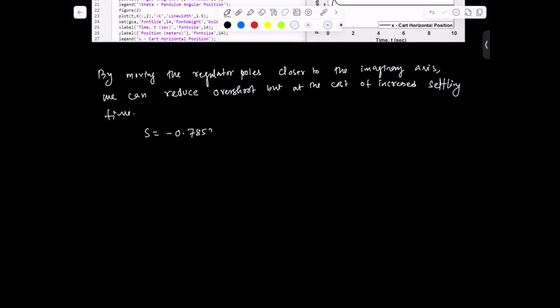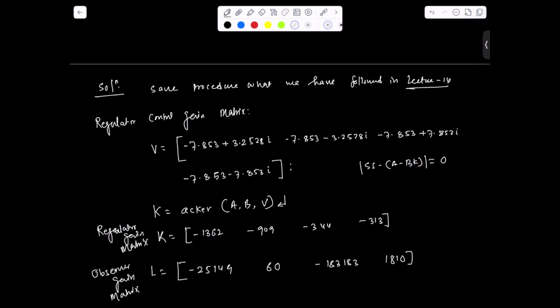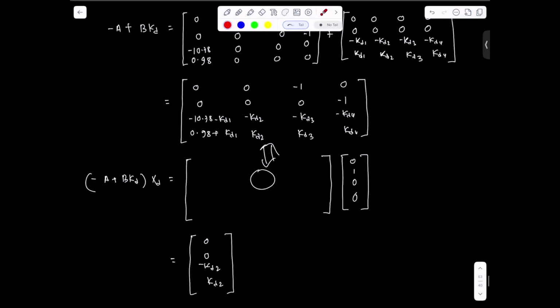So now we can choose the desired poles for the regulator: minus 0.7853 plus minus 3.2532i, and minus 0.7853 plus minus 0.753i. Basically, if you notice here, we are just decreasing by 10 times the earlier values. Now it is all in decimals, but initially it was some other number, right?